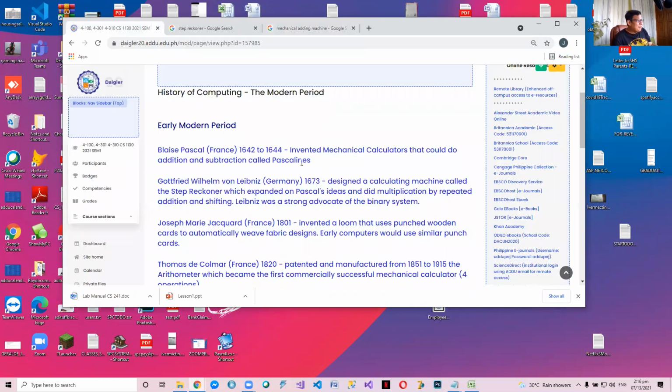Okay? So the step reckoner is an upgrade of the Pascaline, which is now able to do multiplication by repeated addition. It was invented by Gottfried von Leibniz. Leibniz was a strong advocate of the binary system, you know, base 2. We will discuss them later in our later sessions. Why was he an advocate? Because multiplication and division are much easier done in binary. Diba? Mahirap kasi mag-divide sa decimal, right?